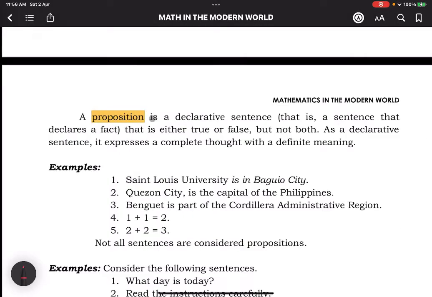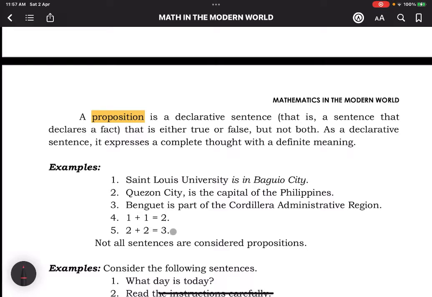A proposition is a declarative sentence, that is a sentence that declares a fact that is either true or false, but not both. As a declarative sentence, it expresses a complete thought with a definite meaning. For example, St. Louis University is in the city. Quezon City is the capital of the Philippines. Benguet is a part of the Cordillera Administrative Region. 1 plus 1 is equal to 2. 2 plus 2 is equal to 3.